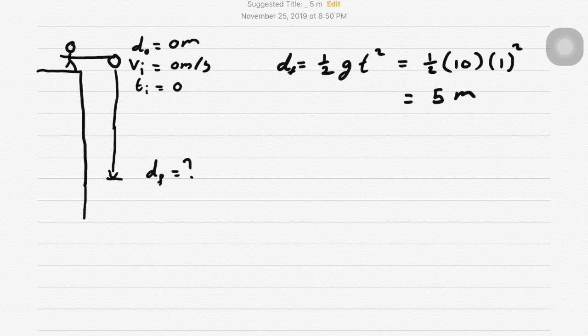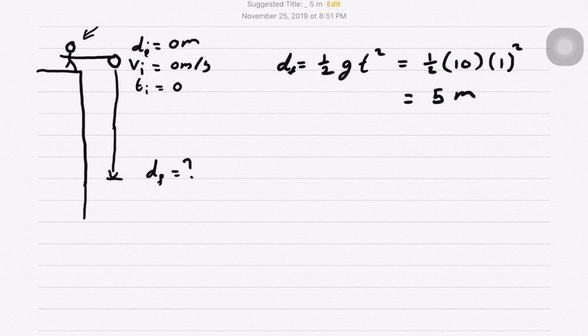Okay, so first things first, the equation that I'm using is for the system in which I'm dropping a ball from rest. I'm not throwing it down, I'm not throwing it up, I'm just dropping it from rest. I define the position in which I start dropping it as the starting distance, so initial distance di is 0 meters, the initial velocity vi is 0 meters per second, and the starting time ti is 0. Okay, so what I'm looking for is df.